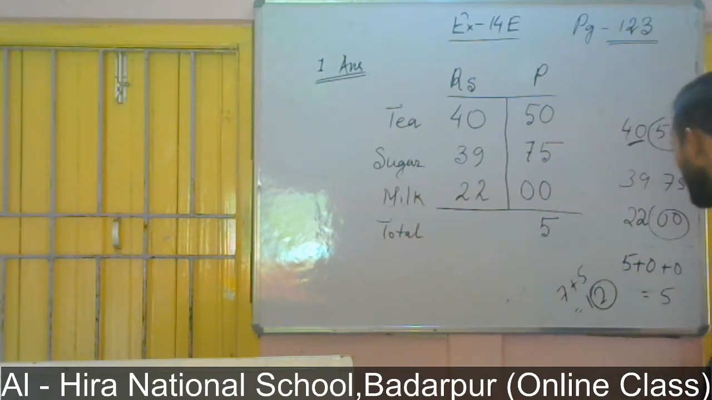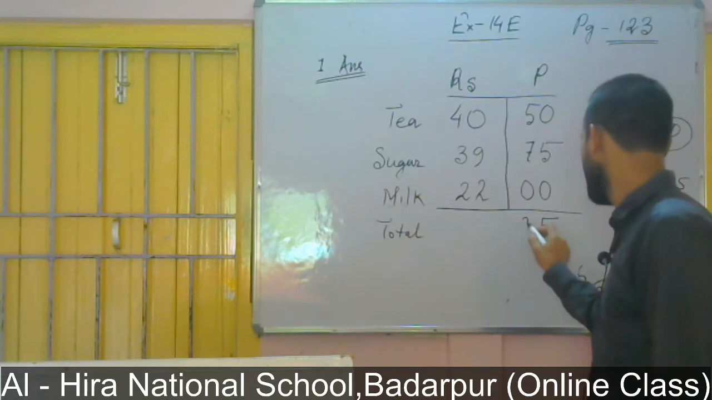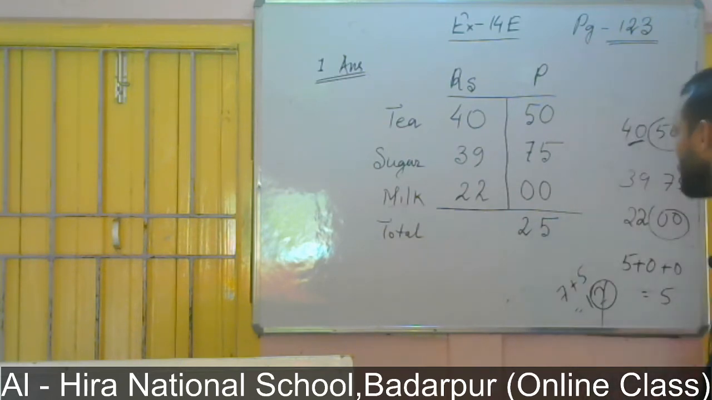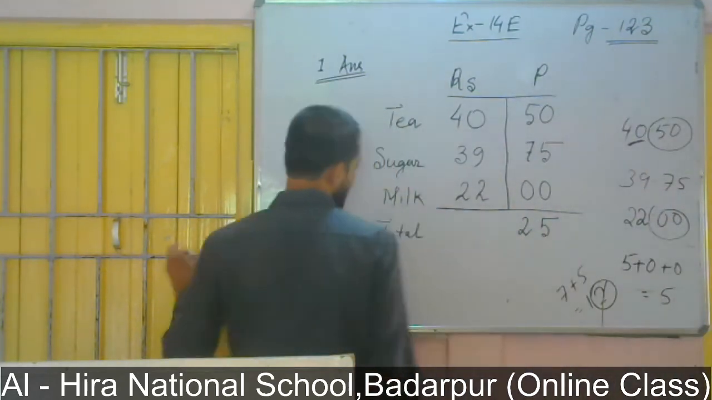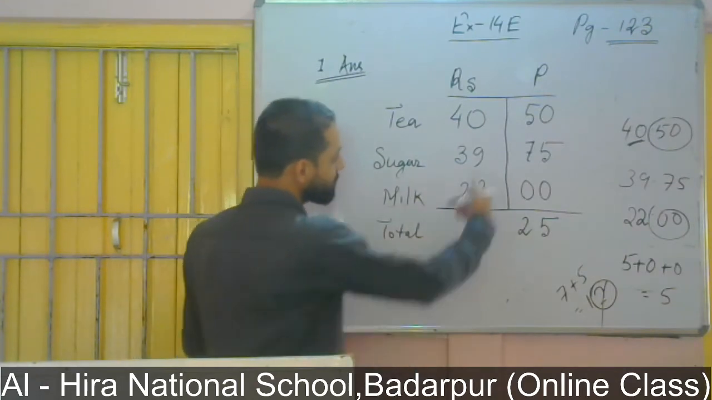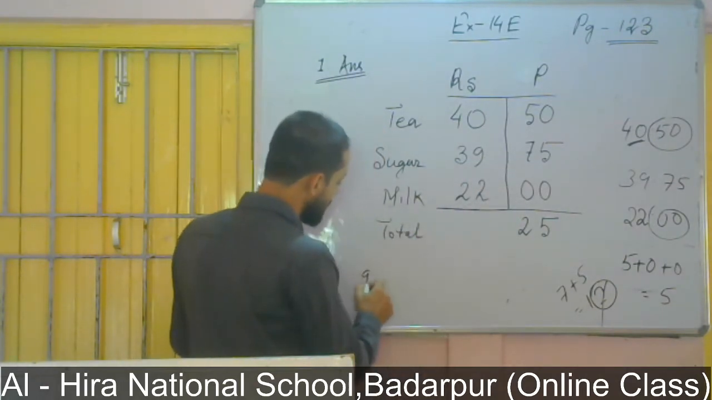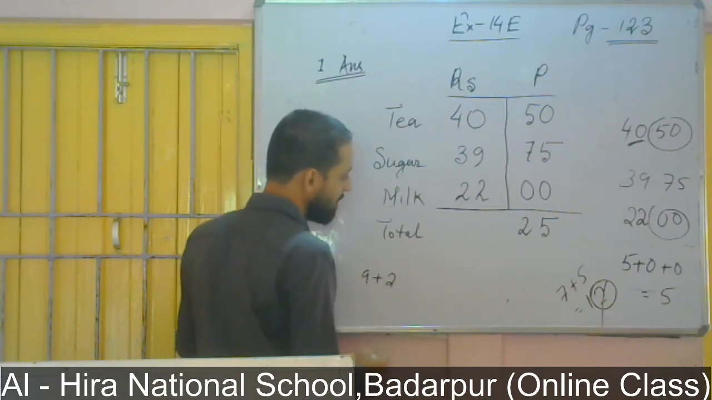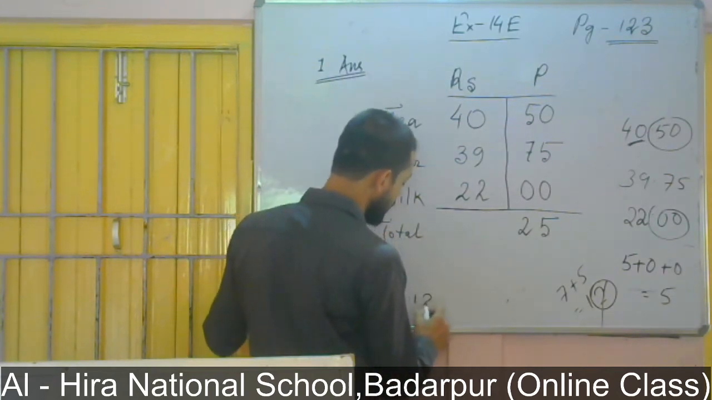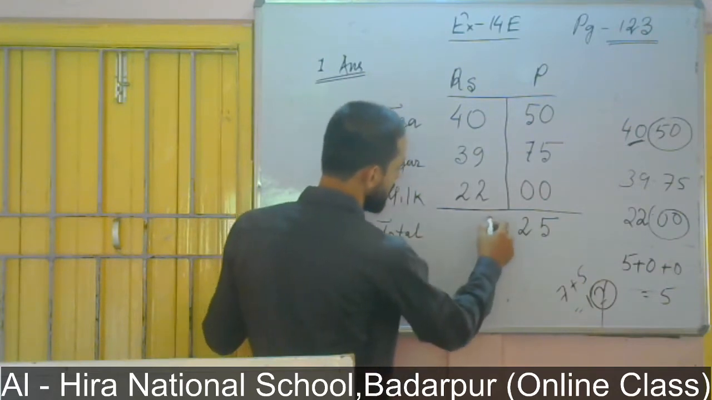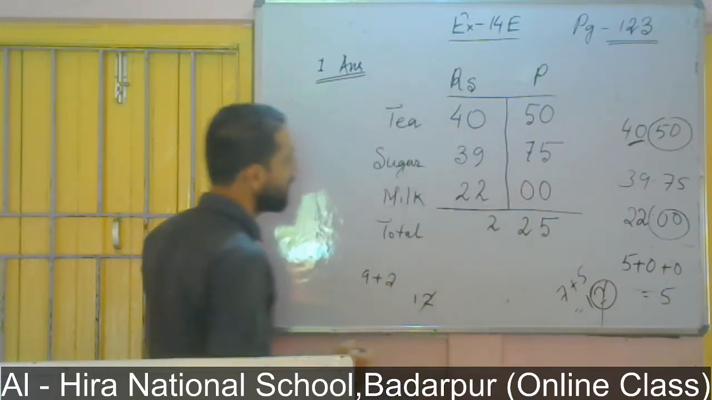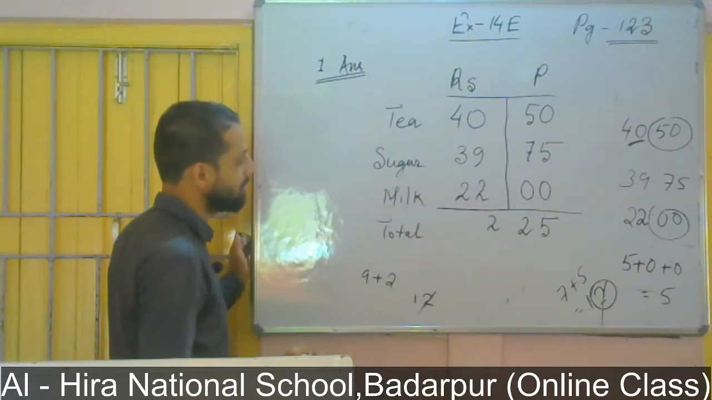So what we are going to do? We are going to write here 2. 1 will be in my hand. Now we are going to add these two lines. 9 plus 2 equals 11, plus 1, 12. Here again we will get 12. Out of 12 we are going to write here 2. That means 1 will be in my hand again.